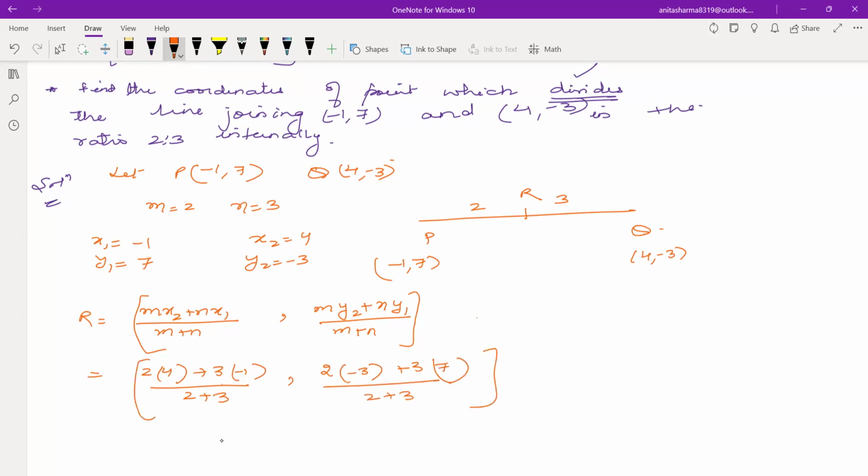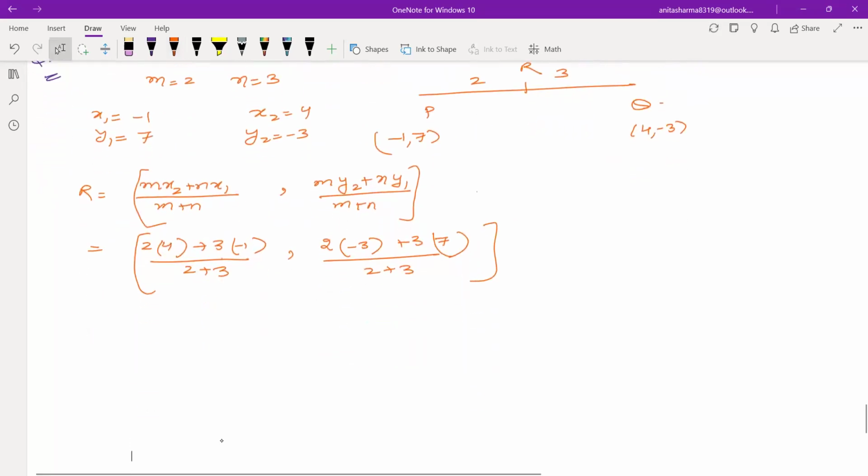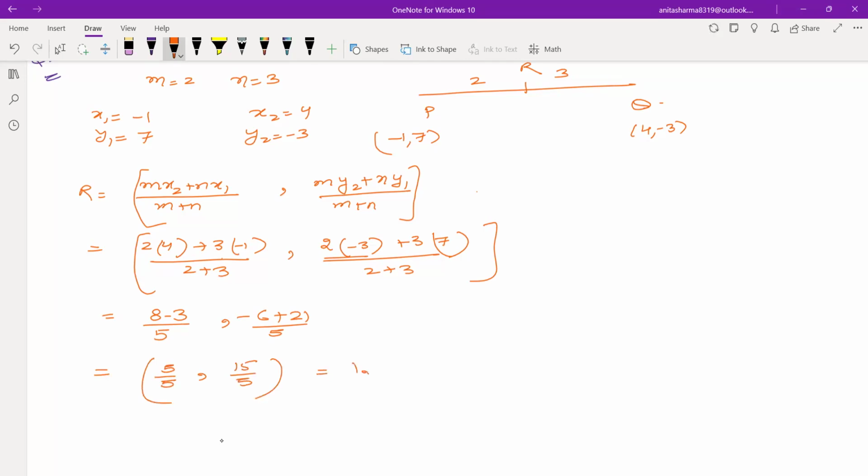Okay. Now solve. 2 4s are 8, 3 times minus 1 is minus 3. 2 plus 3 is 5, comma, 2 3s are minus 6, 7 3s are 21, divided by 5. Now 8 minus 3 is 5 by 5. 21 minus 6 is 15 by 5. So now your coordinates will be (1, 3). This is the answer. Got it? Yes, ma'am.